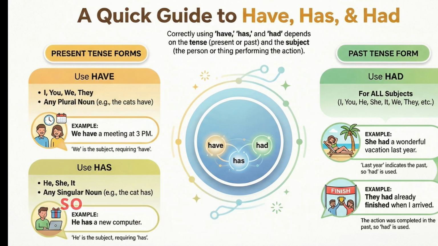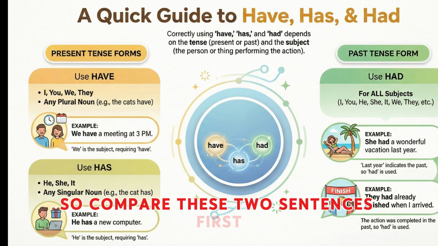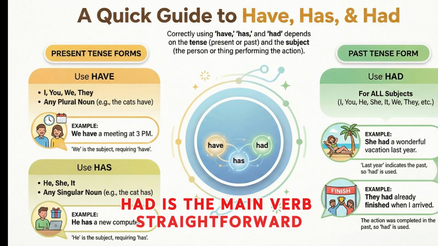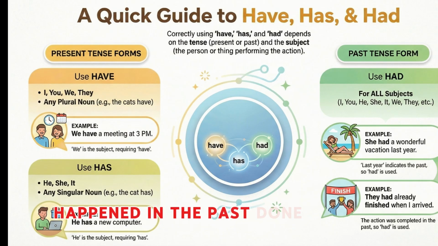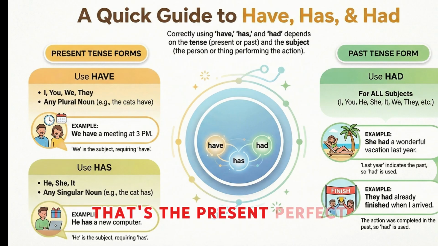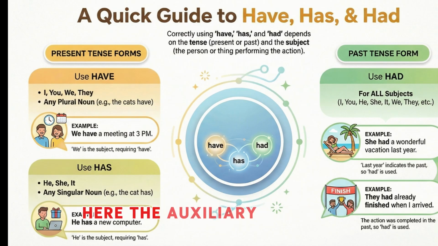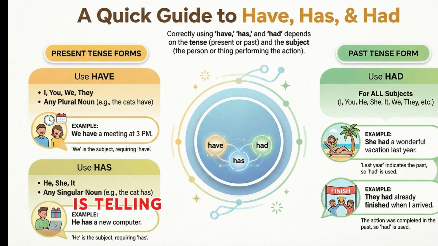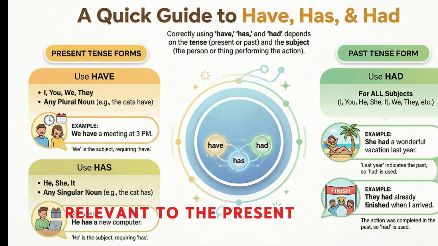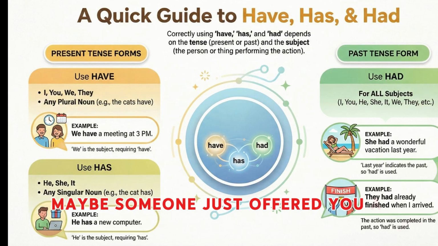Aspect. Okay. So compare these two sentences. First, I had lunch. Simple past. Had is the main verb. Straightforward. Happened in the past. Done. Exactly. Now compare it to this. I have had lunch. That's the present perfect. Here, the auxiliary verb have is telling you that the act of eating lunch is somehow relevant to the present moment. Maybe someone just offered you a sandwich.